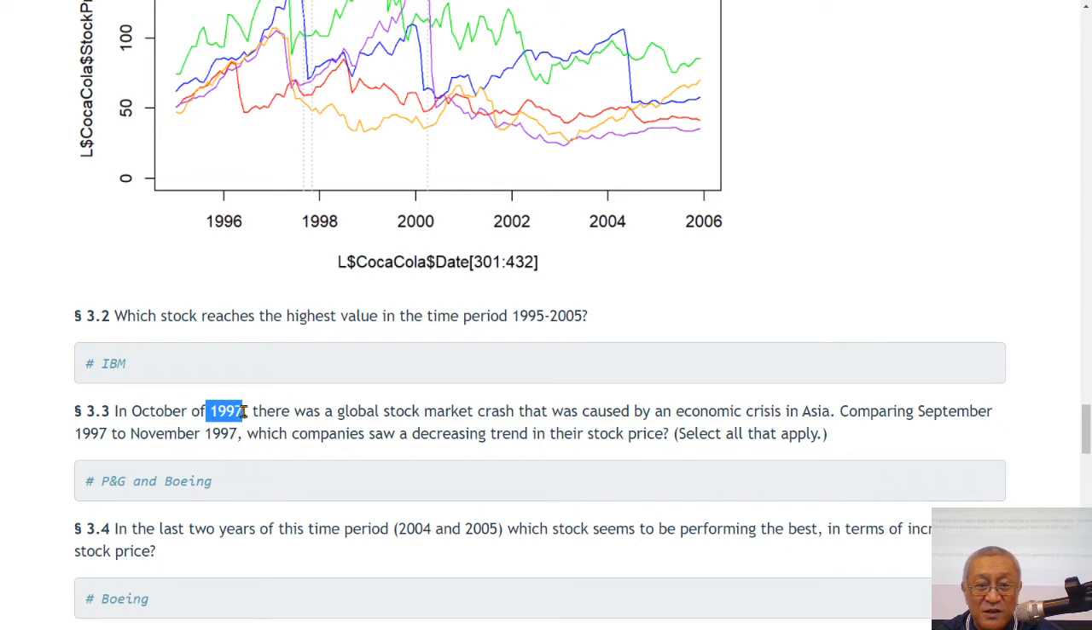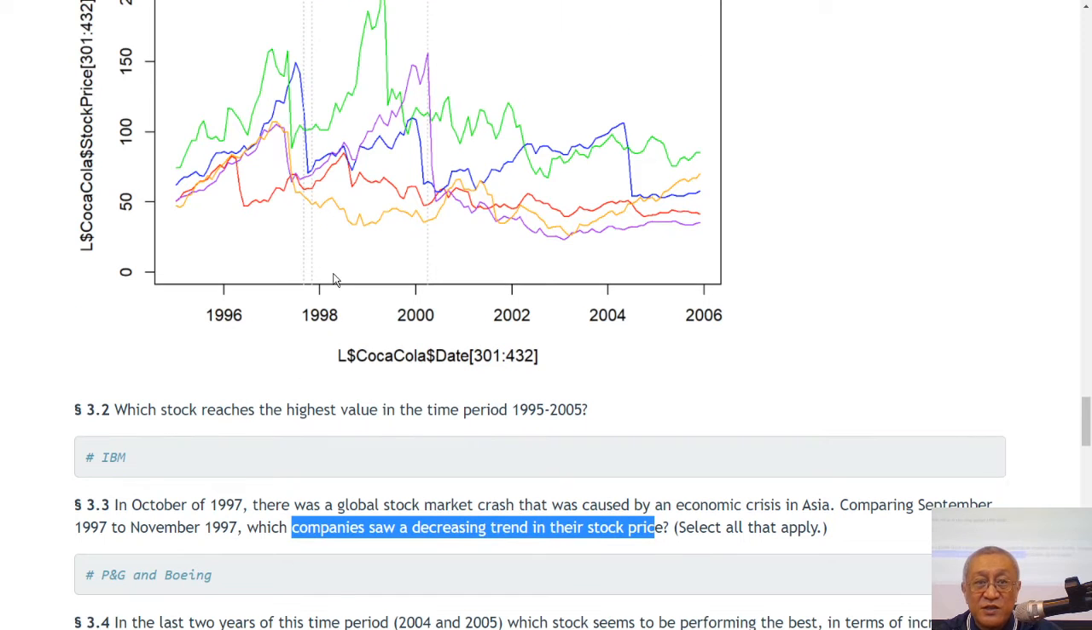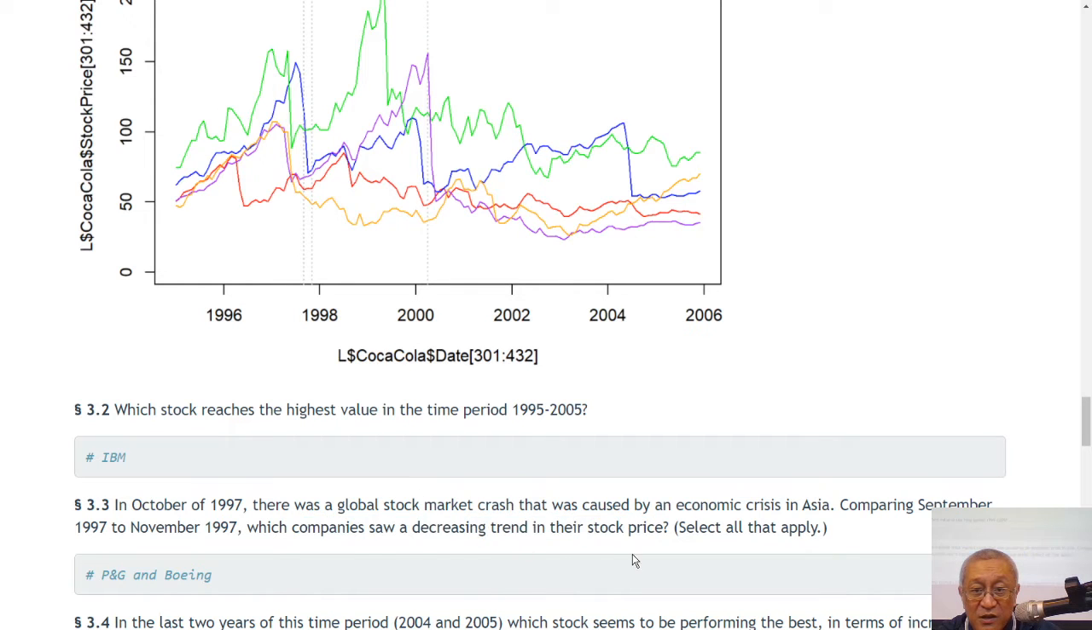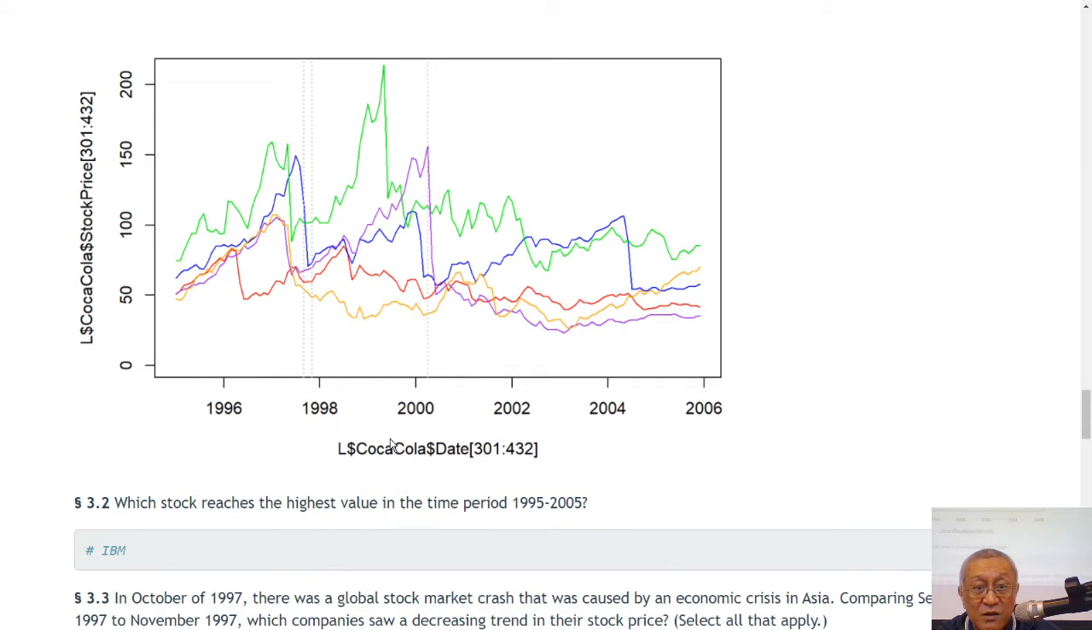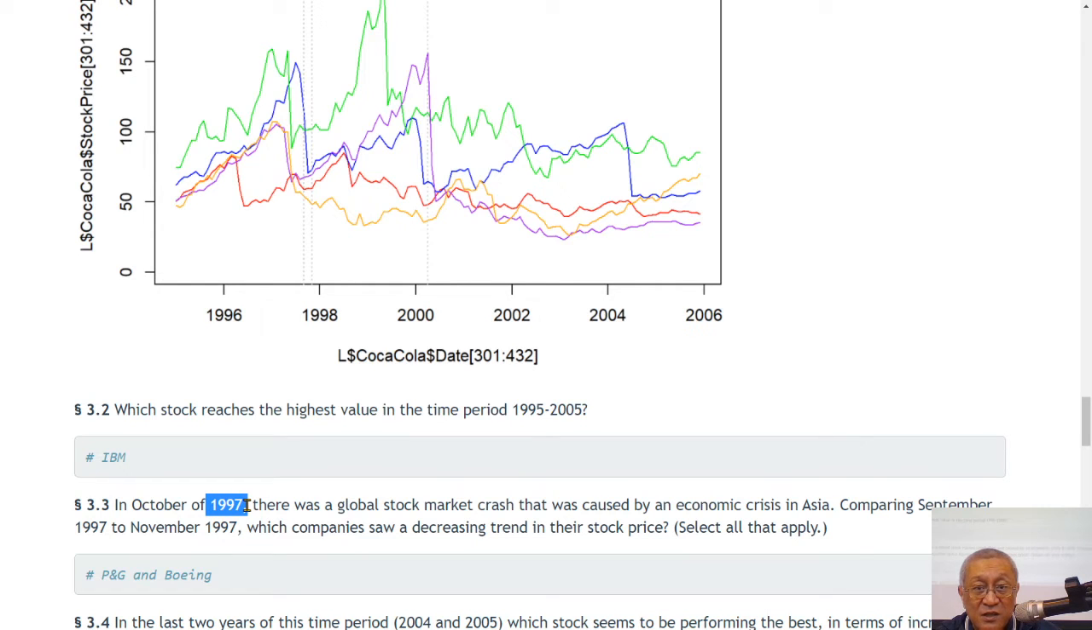So it's asking about the 1997, 1998 period. It's this period, right? You want to see which company saw a decreasing trend in their stock price, right? So you can see that in this period, the blue line is dropping, and 1997, so it's here, right?